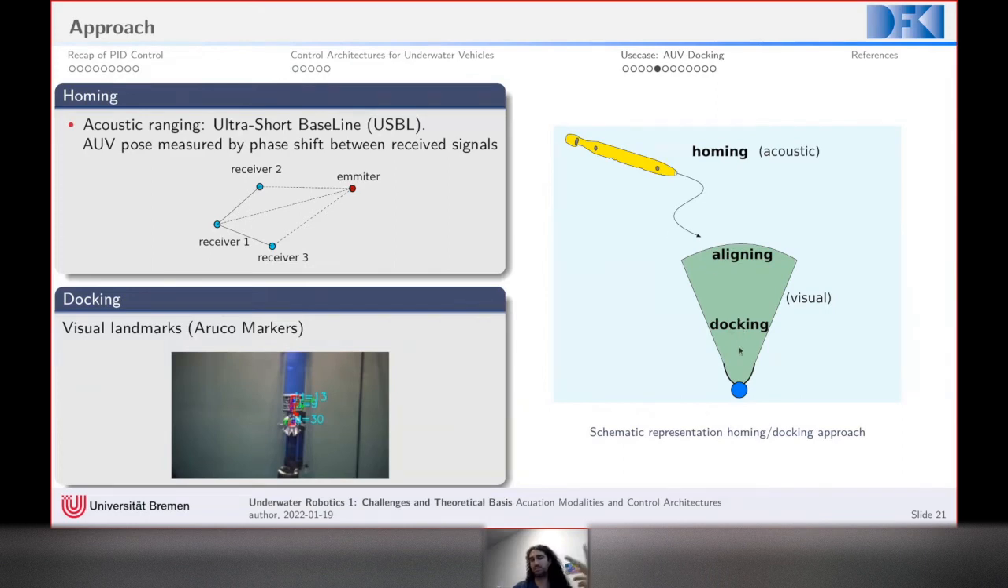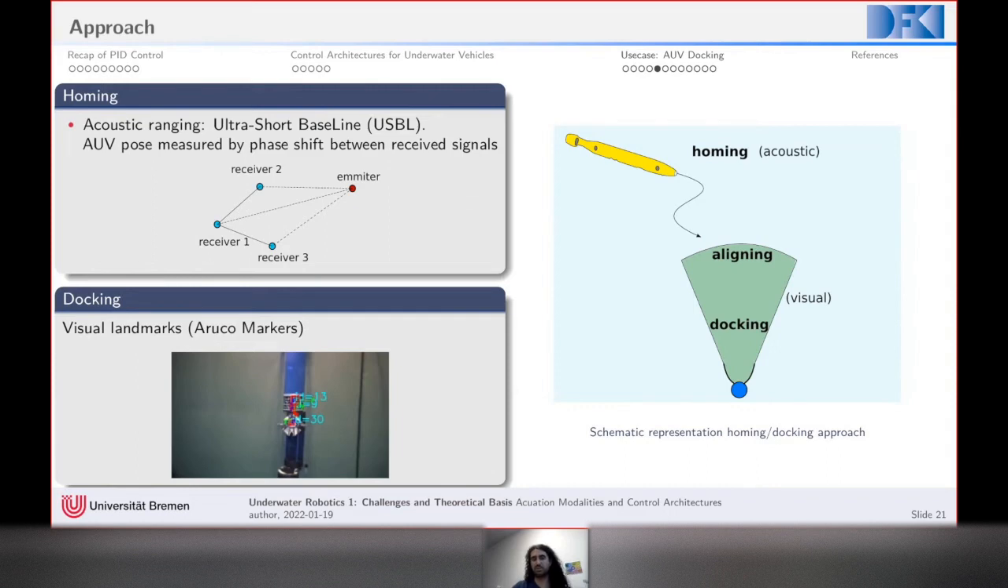And docking itself is composed of two different behaviors. First of all is aligning. That's when we see the marker, and then we try to get into this green zone that I just showed in the slide earlier, and align our heading also with the docking station. And then once we are on this glide path towards the docking, we start the docking approach. And this is mostly done based on visual landmarks like ArUco markers. You can see here a lot of them on the docking station.